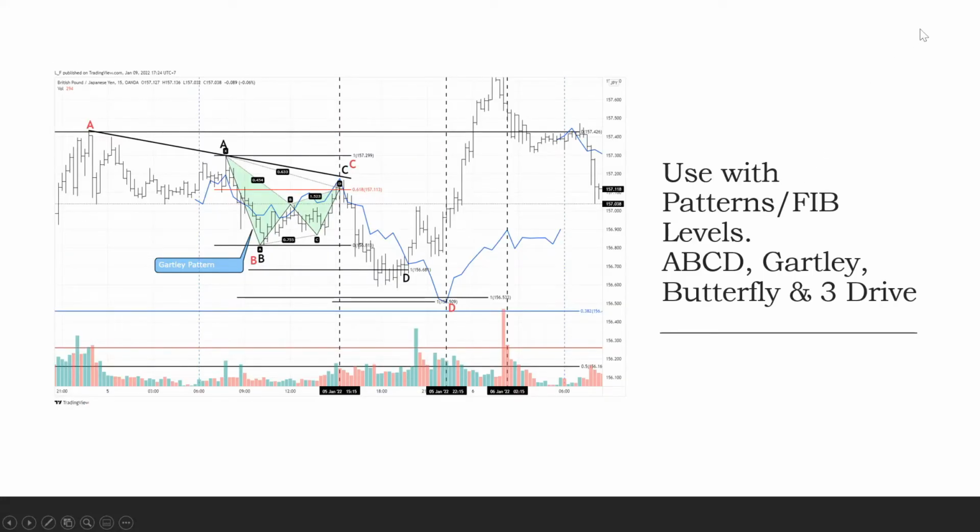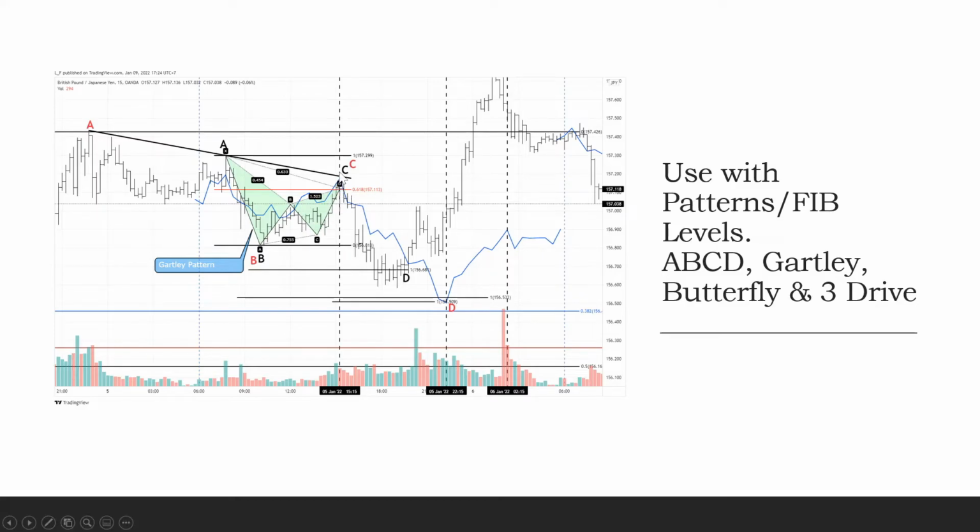So this is how I like to use it with patterns and Fibonacci levels. This is an example of the pound yen. With ABCDs, it's AB equals CD, so A to B equals C to D. So what we had was this time point was the completion of this Gartley pattern at a 61% retracement from this high to this low. So these are the ideal setups we look for.